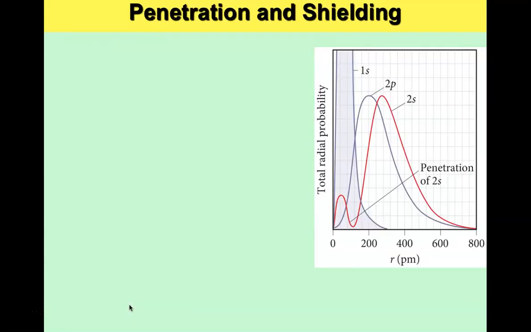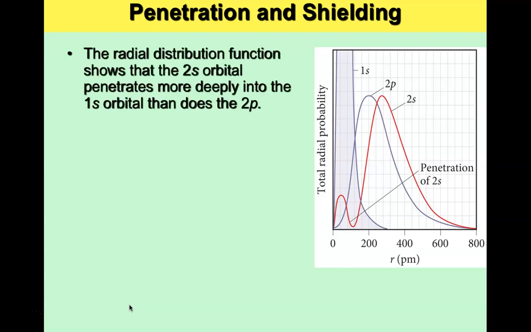Okay. All right, so continuing with our penetration and shielding, as we're talking about this lovely graph, it's a function. This one is showing the 2s orbital and the 2p orbital over to the right.